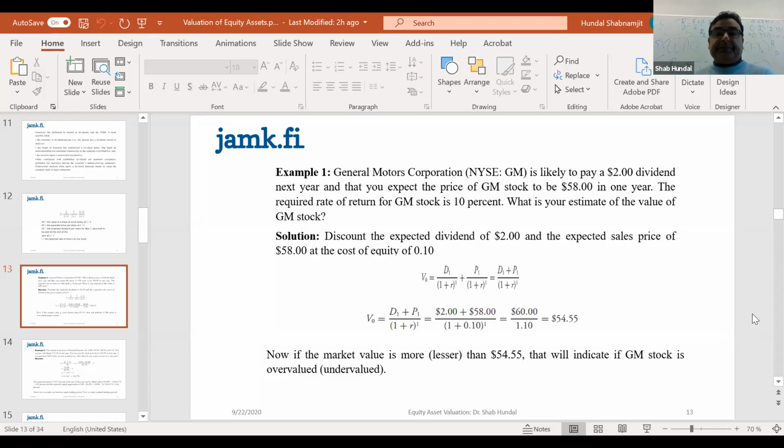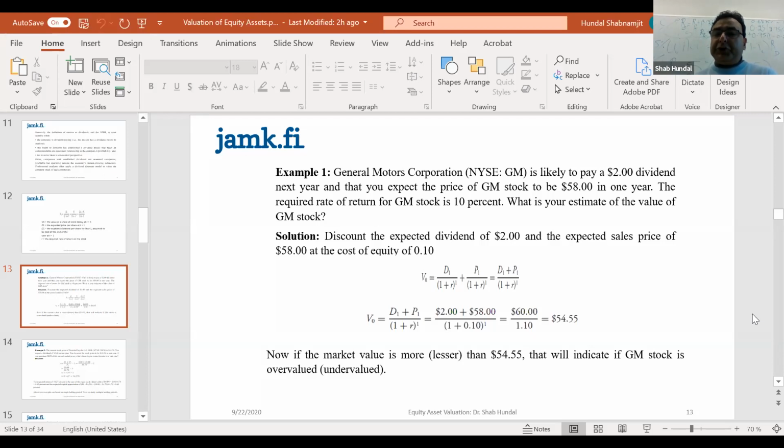Take an example. There is GM, General Motors, which is listed on the New York Stock Exchange. It is planning to give a dividend of $2 next year. And you are expecting, as an analyst, that next year the price of GM will go up to $58. And let's say the required rate of discount, this R, which we spent a lot of time calculating today, is 10%. What is your estimate of the value of GM stock?